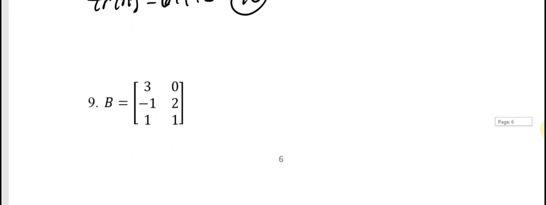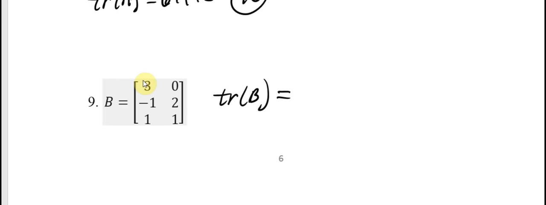Now the trace of B, what is it? Does it have a trace? The trace does not exist, because B is not a square matrix. B is a 3 by 2. It needs to be either a 3 by 3 or a 2 by 2.